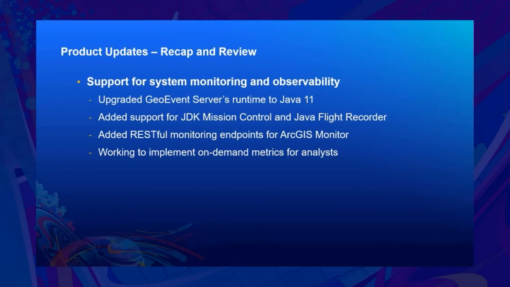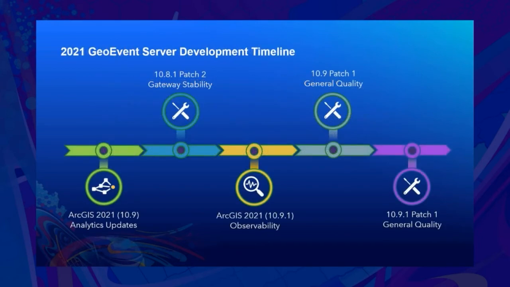We're also working to implement on-demand metrics, which should help analysts identify and compare the costs associated with different event processing configurations. Look for more on this as part of our second release later this year. Taking a look at our development timeline, we have completed certification, and the first release for 2021, the ArcGIS 10.9 release, should be available for download next month.